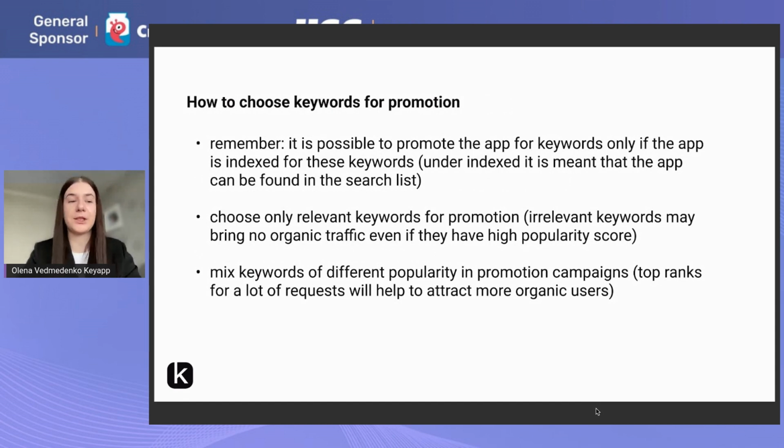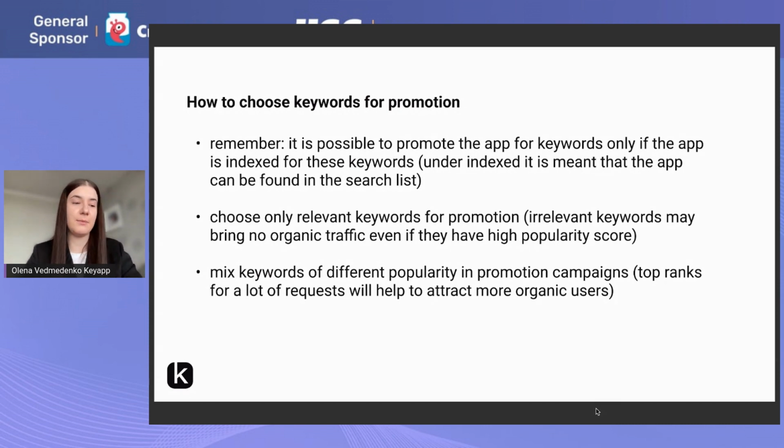I would like to pay attention to how to choose the keywords for promotion. So first of all, remember that it is possible to promote the app only for the keywords for which the application is indexed. So basically, the app should be found on Google Play or App Store for this search request in the search list. The second is to choose only relevant keywords for promotion.